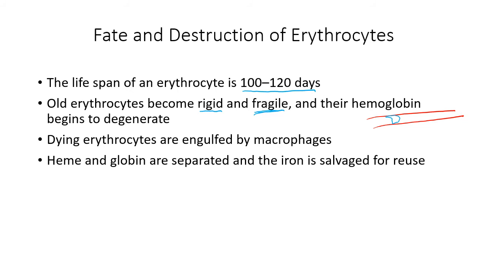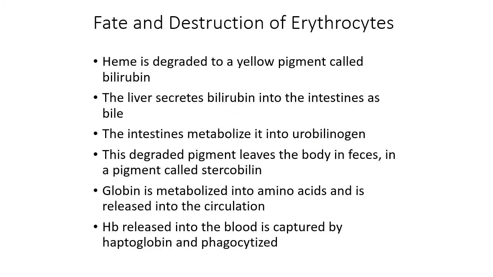Those cells that are no longer functional are going to be destroyed by macrophages, primarily in the spleen. In the spleen, the hemoglobin is broken down into its components. We're going to have heme, we're going to have globin, and we're going to have iron. We're going to take all of those three components out. Some of it is going to be recycled and reused. Some of it is going to be disposed of.